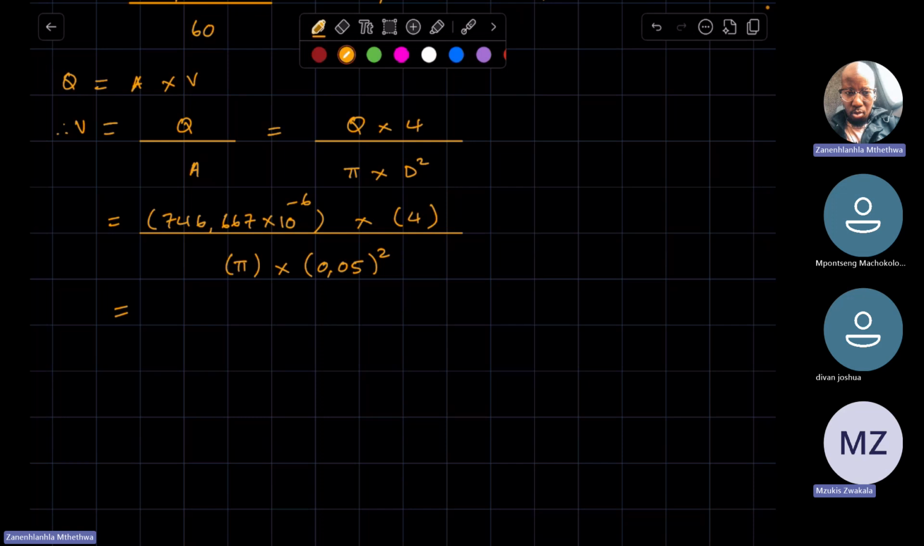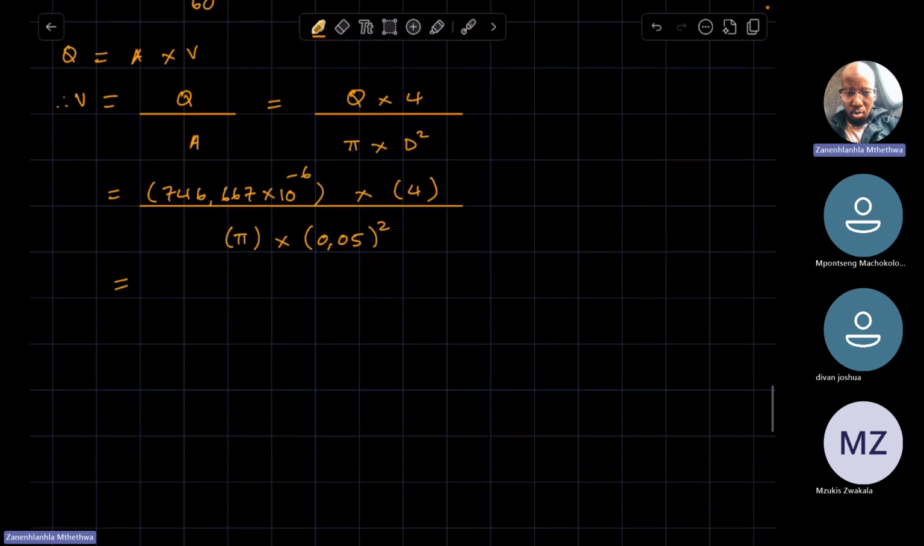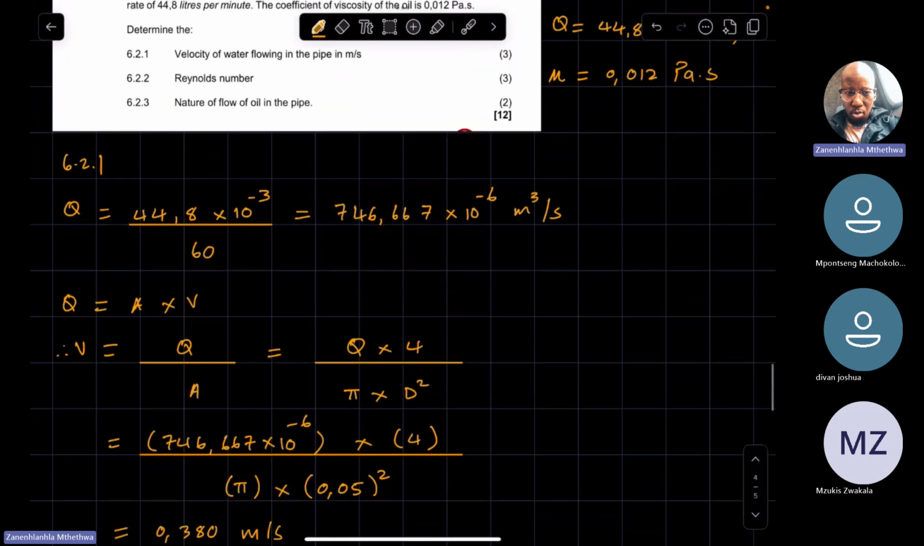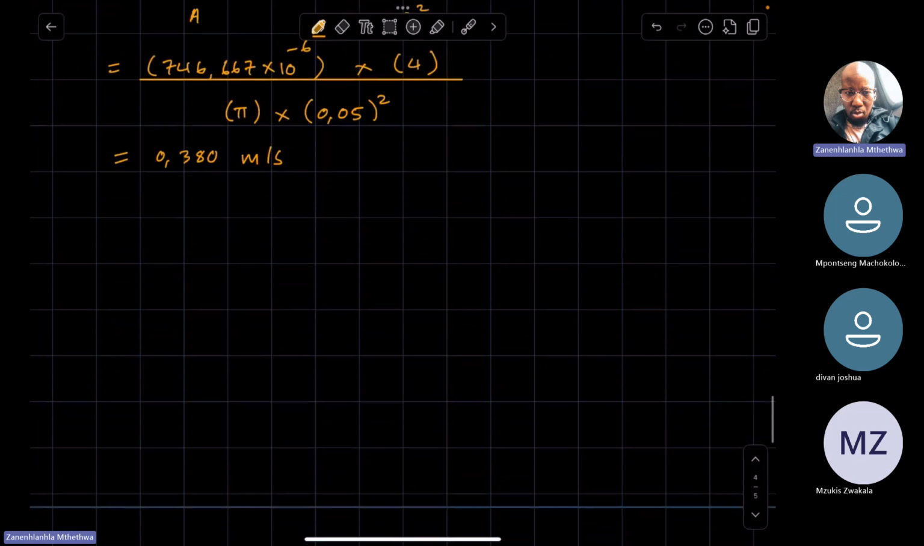Are we still together here? It's 0.380. So 0.380 meters per second. That's correct. So that was 6.21. Pretty straightforward.